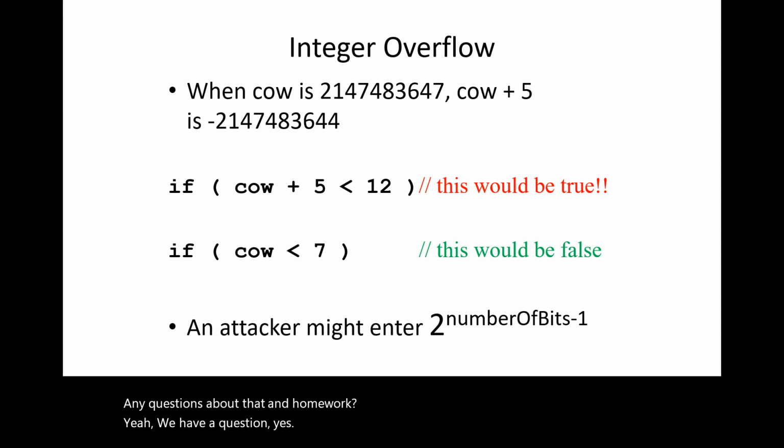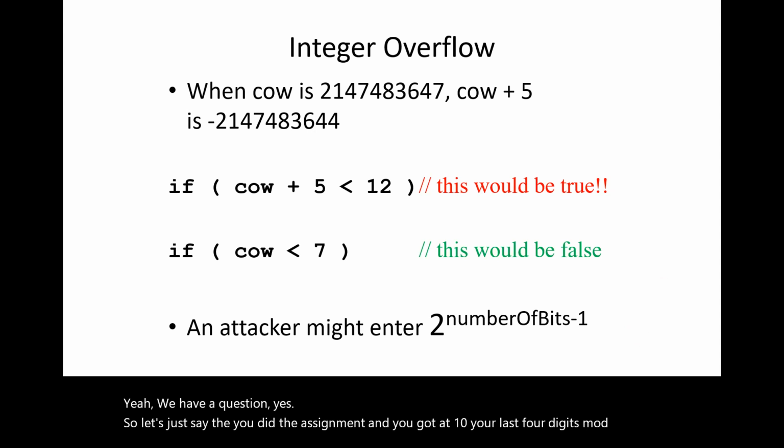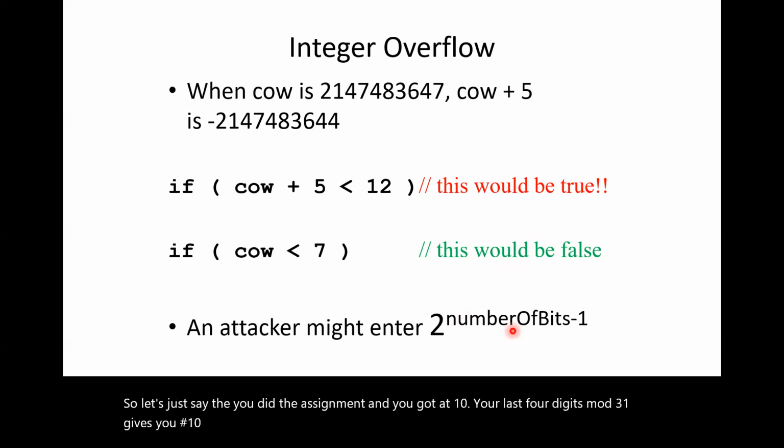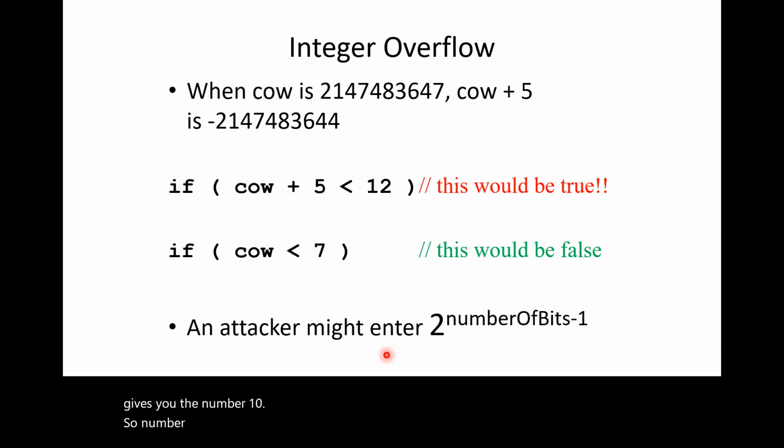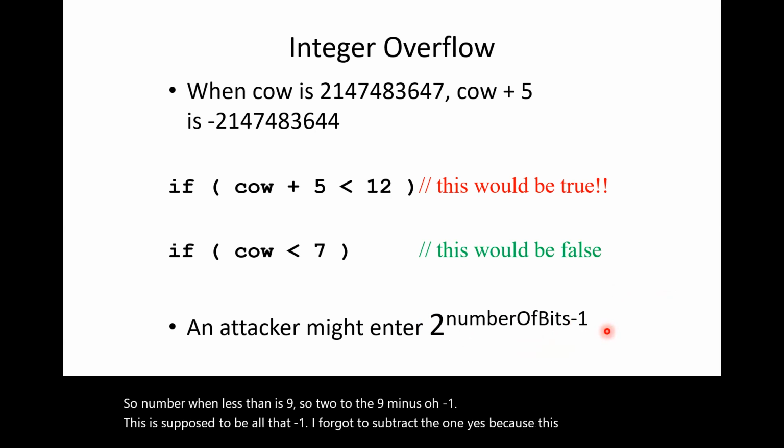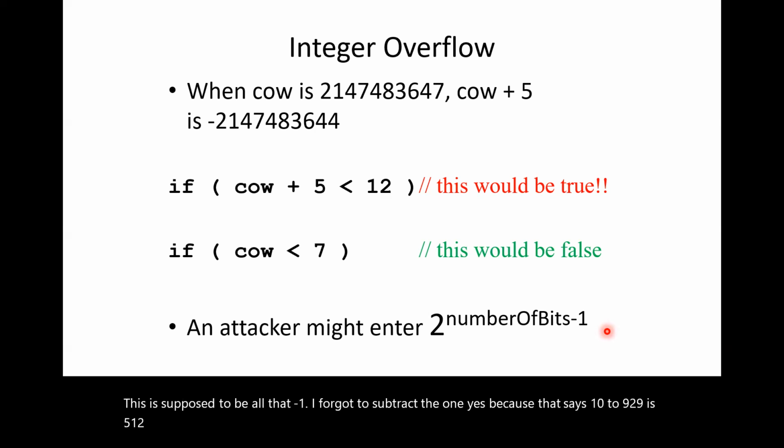Yes, so let's just say you did the assignment and you got a 10. Your last 4 digits, mod 31, gives you the number 10. So when less than is 9. So 2 to the 9 minus 1. Oh, yes, this is supposed to be all that minus 1. I forgot to subtract the 1. Let's say it's 2 to the 9, that is 512. No, the answer is 511. Yes, my mistake. You have to subtract 1 from that.